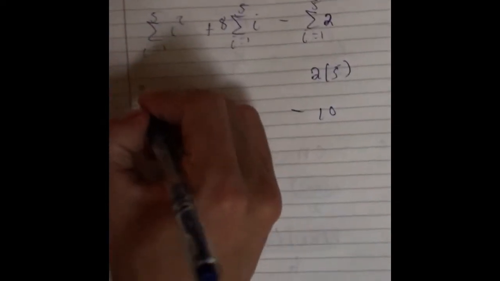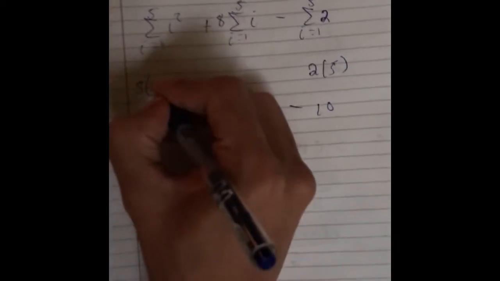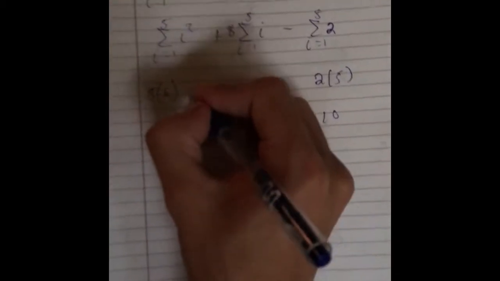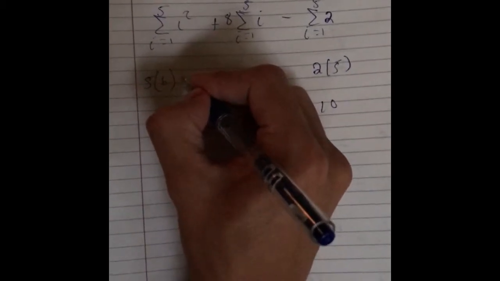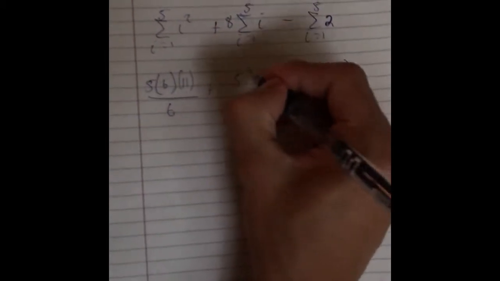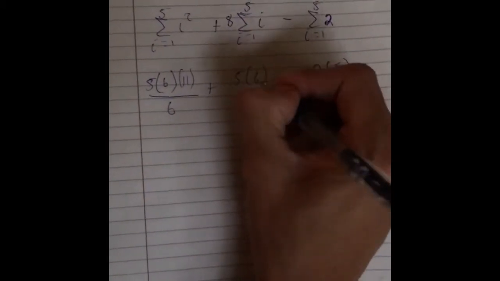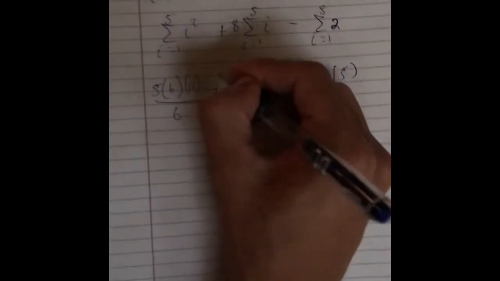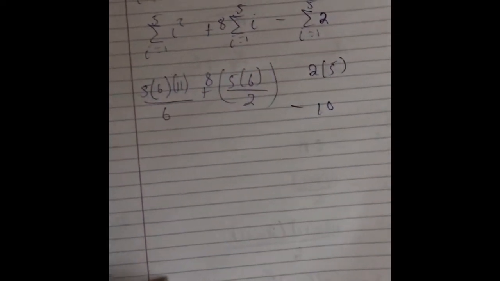This is a constant, thus we just multiply the constant by the n, which is 2 times 5, which is just 10. To find this, we need to do n, which is 5, times n plus 1, which is 6, times 2n plus 1, which is 2 times 5, which is 10, plus 1 is 11. So times 11 over 6. Plus, then we have n, which is equal to 5, times n plus 1, which is 6, over 2, and remember we're multiplying this by 8. And from here on forward is just simple algebra.